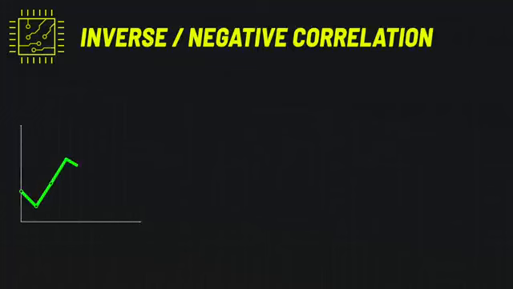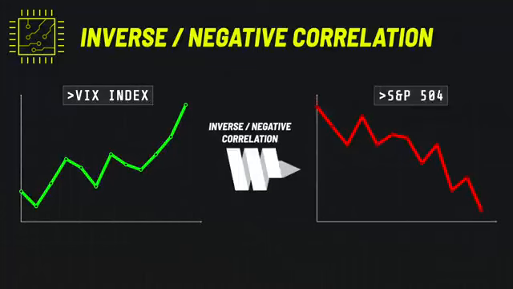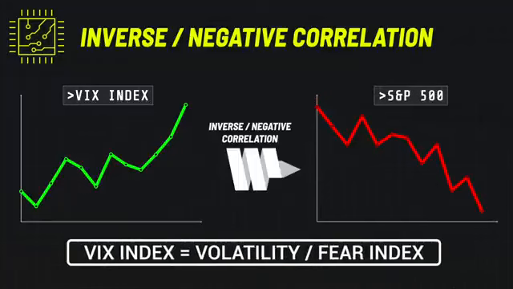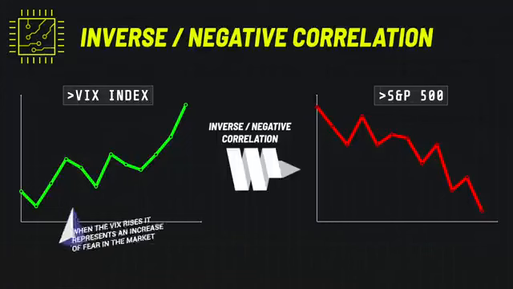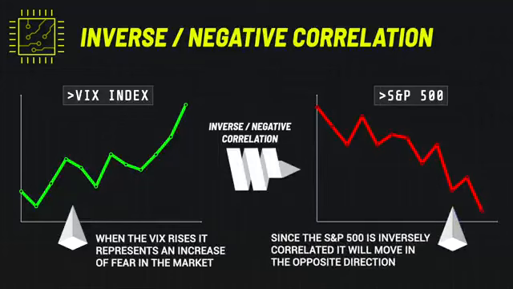An example of this is the VIX index being inversely correlated with the S&P 500. The VIX index is the volatility index, also called the fear index, meaning when the VIX rises, it represents an increase of fear or uncertainty in the market. And since the VIX is inversely correlated to the S&P 500, when the VIX rises and fear increases, the S&P 500 falls. This is not the law. We are stating this in relative terms, so just use it as guidance.